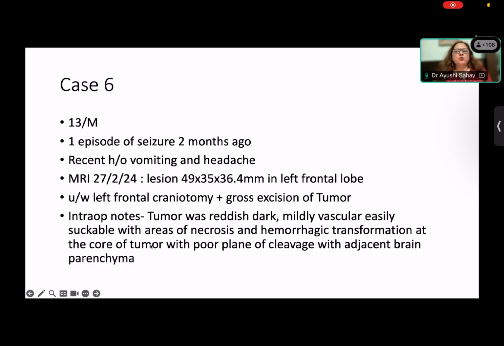That also indicates, many times you get it in the intraoperative notes, easily suckable or non-suckable. What is non-suckable or difficult to suck is things like meningiomas, those things with fibrosis, while things which are more intracranial, like round cell tumor or glial tumor, are all easily suckable. And poor plane of cleavage indicates some kind of diffuse appearance of the tumor, in contrast to the very nice plane of cleavage we had seen earlier in some of the tumors.